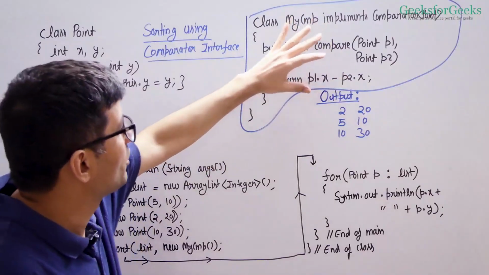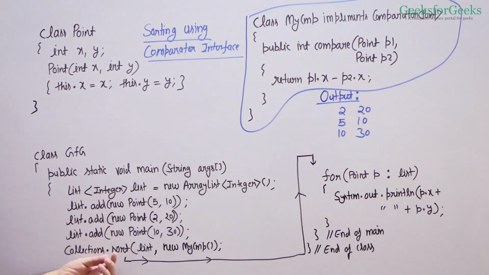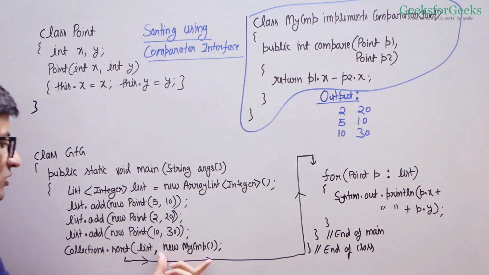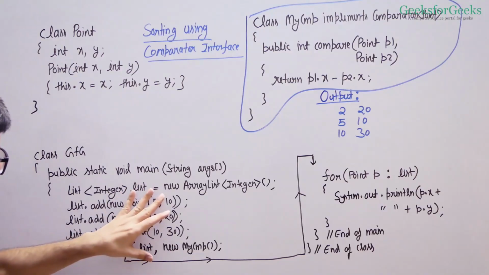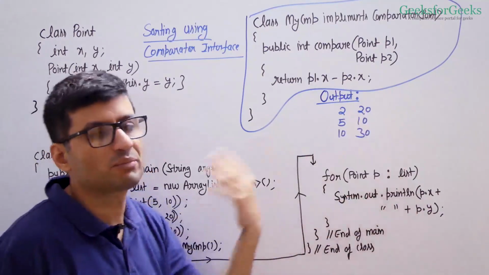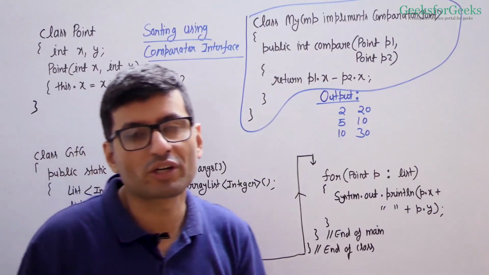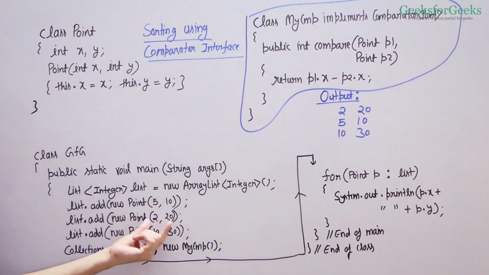So what we do now to sort this collection or this list of points, we pass the list and we pass an object of myCMP. Now if you sort this way, and after that if you print the objects, if you print the points, you are going to get the points in sorted order according to x coordinates. So your output is going to be 2,20, right? The smallest x coordinate, then 5,10, then 10,30.